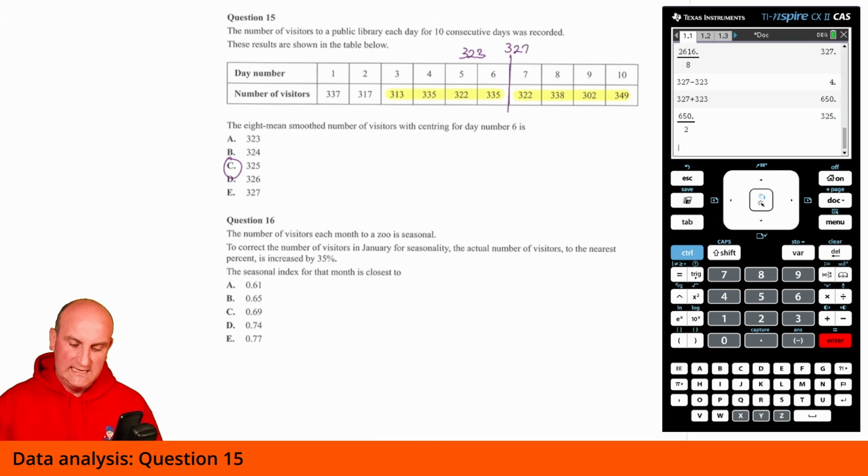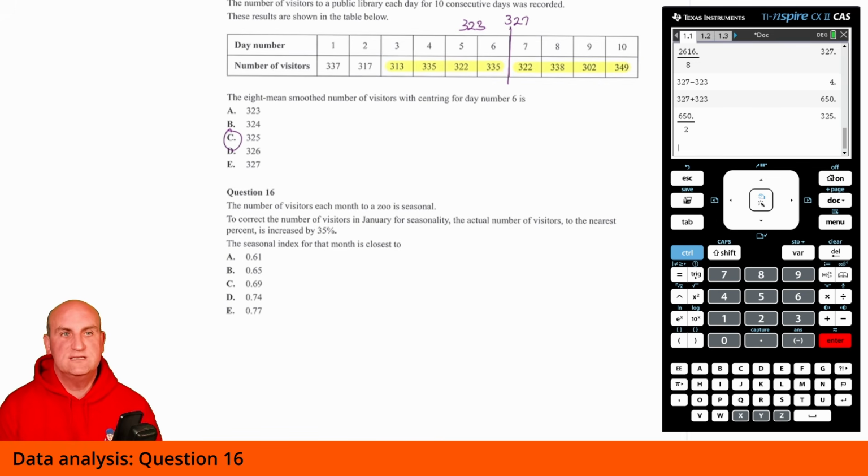Question number 16. The number of visitors each month to a zoo is seasonal. The number of visitors in January, for seasonality, the actual number of visitors to the nearest percentage increased by 35. The seasonal index for that month is closest to. There are a number of ways of doing it, but where I am we teach 100 minus the seasonal index divided by 100 will give me the percentage change for seasonality. Now, because it's increased by 35, we do 35.